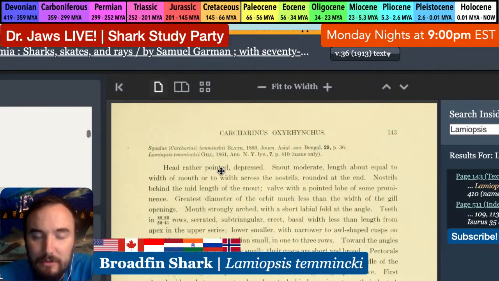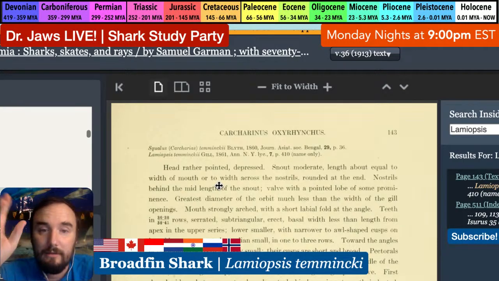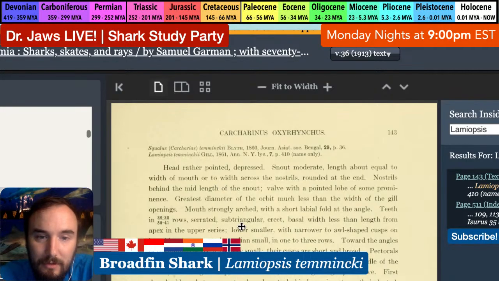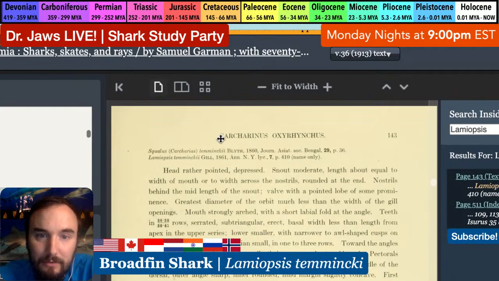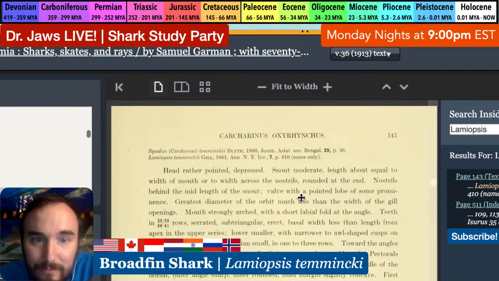Sometimes sharks will have synonyms, where the species names overlap between species. So a single species can have synonyms where we're not 100% sure of the classification of the animal. You have the main name, but then you have potential synonyms of what it could be. So that might be what's going on, where this could be the broadfin shark, but it's listed under the Carcharodontis oxyrhynchus. And the synonyms are Squalus, Carcharias temmincki, and then Lamopsis temmincki.